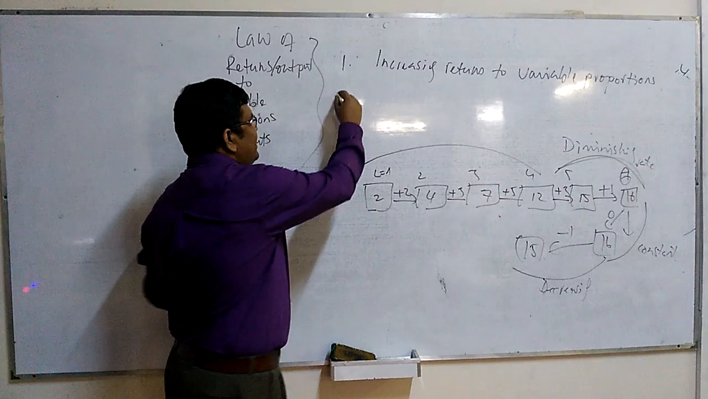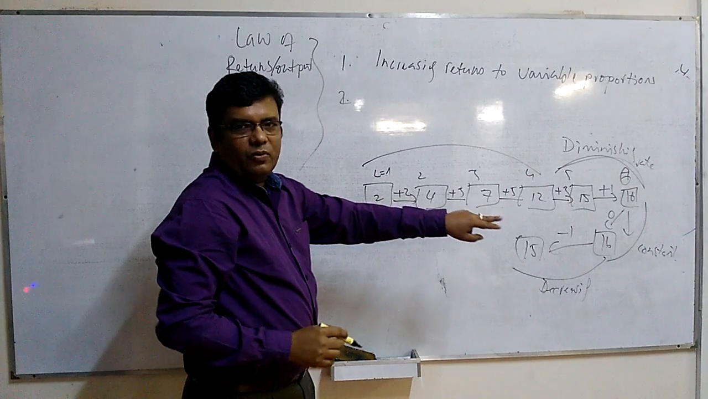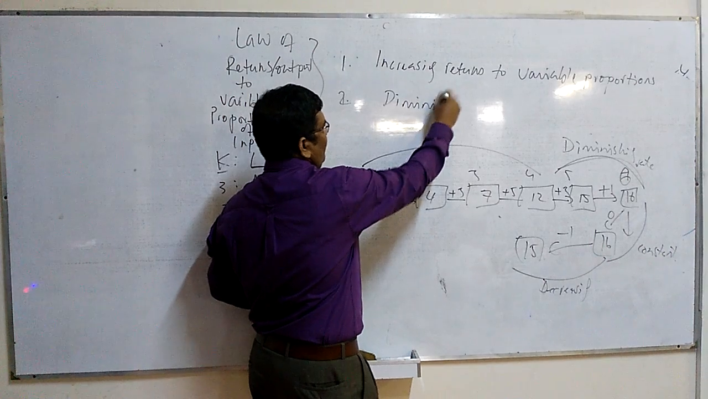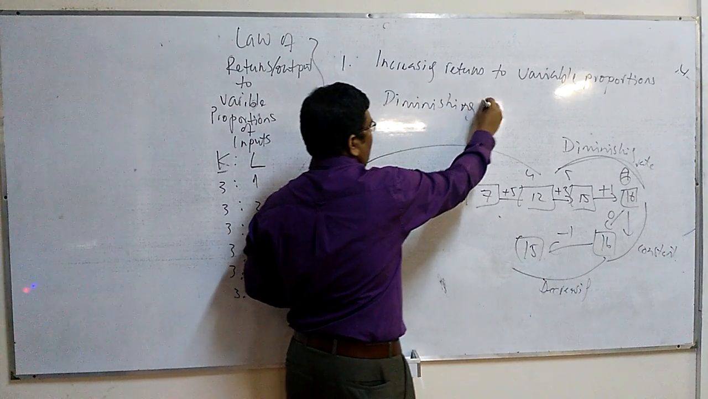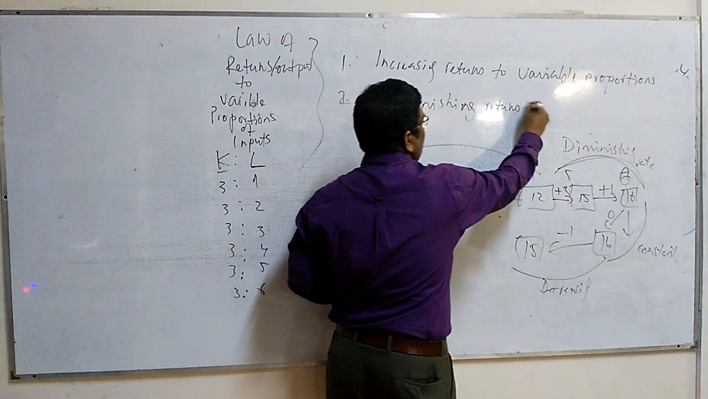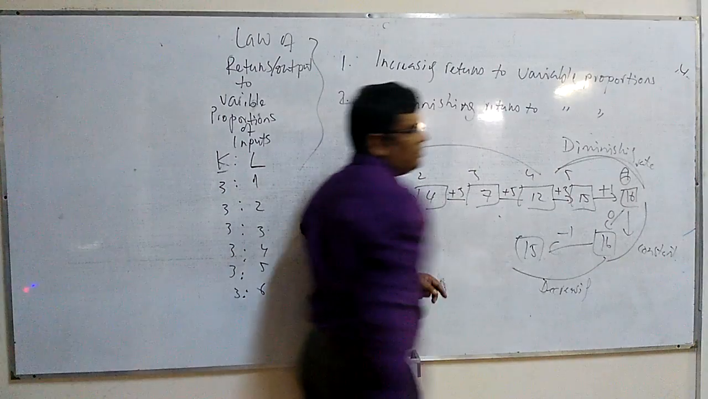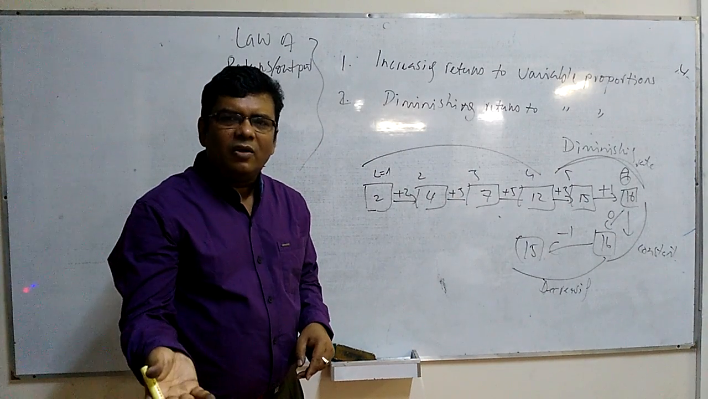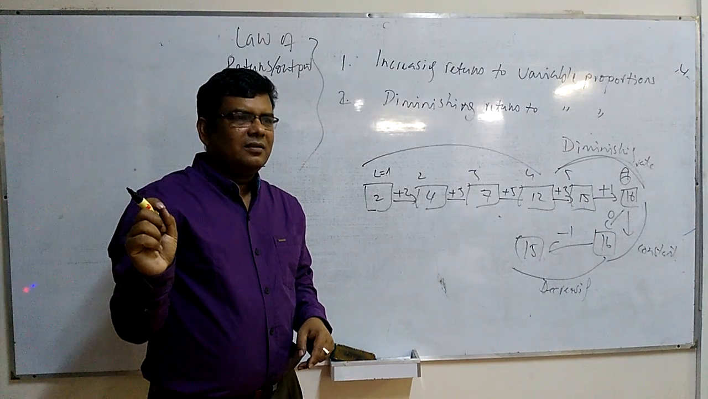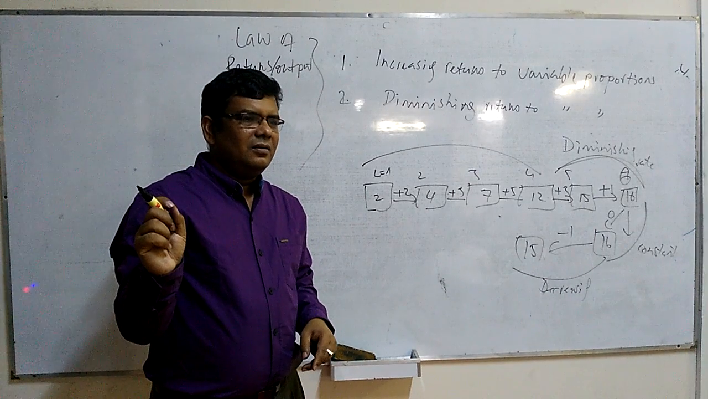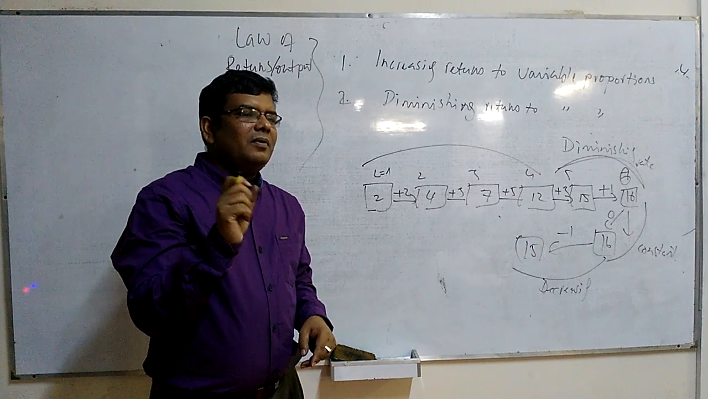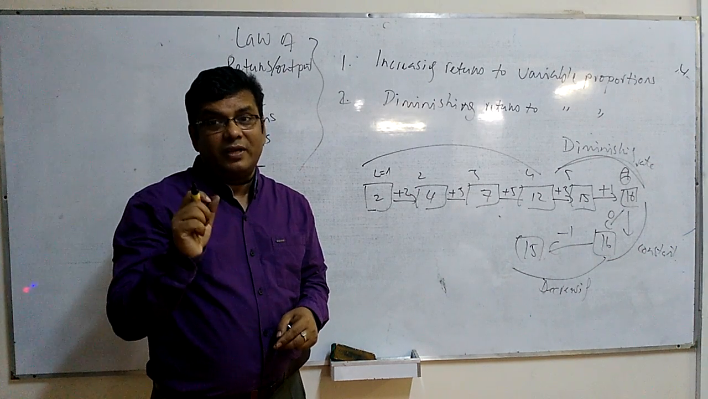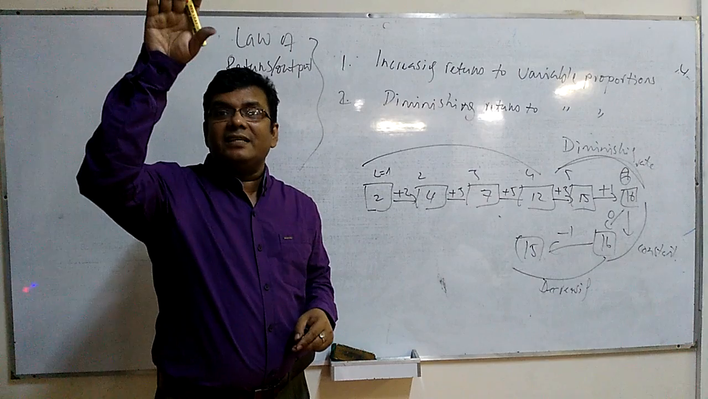Second one is, if you still increase the one input, you will find diminishing returns to variable proportions. So what does it mean? Diminishing means what? Is the output falling or still increasing? The output is increasing, but the rate of increase is falling. The rate is falling, but it is still increasing.